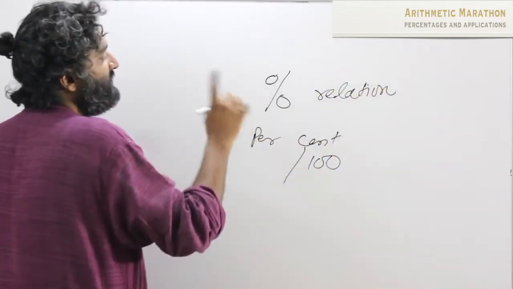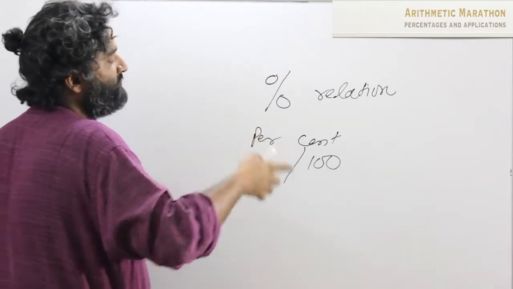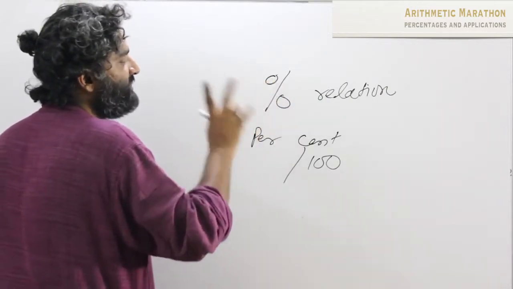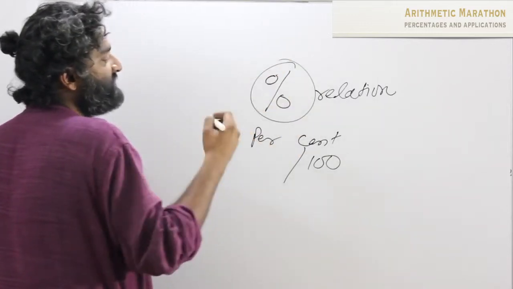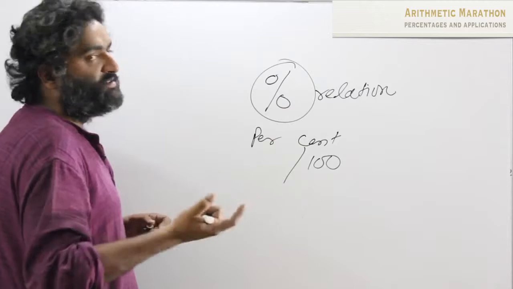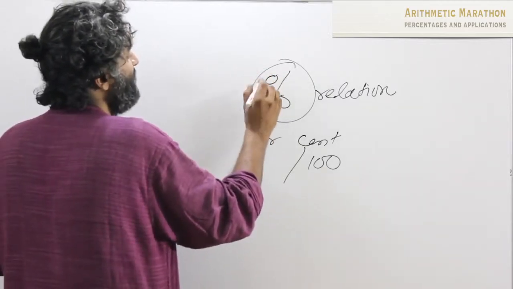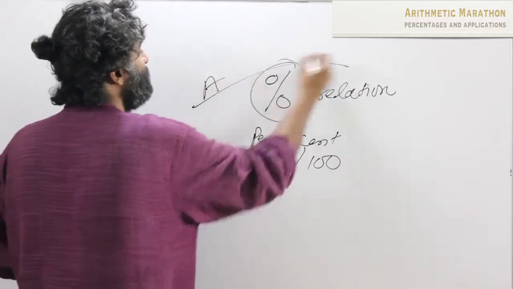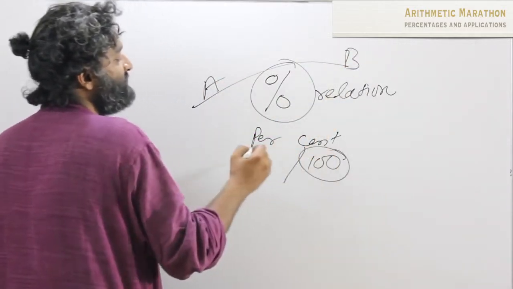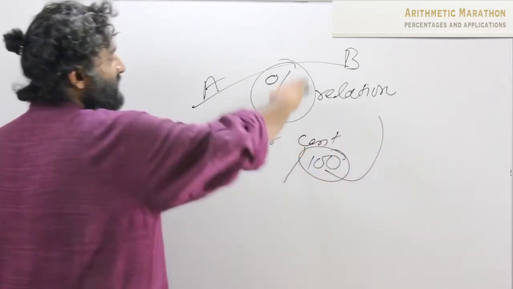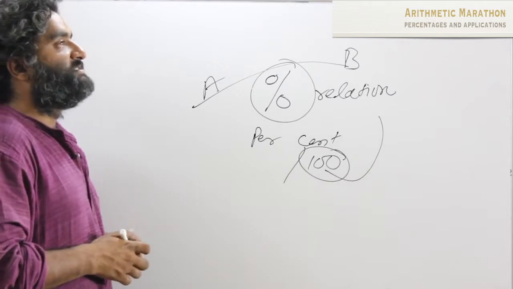Unlike ratios, which could be a relationship between more than two numbers, percentage is a relationship between two numbers only. So whenever you see the percentage symbol or hear the word percentage, you should know that it is going to connect two numbers, where one of them is supposed to be 100 or considered equal to 100. Okay. Let's take a very simple example.